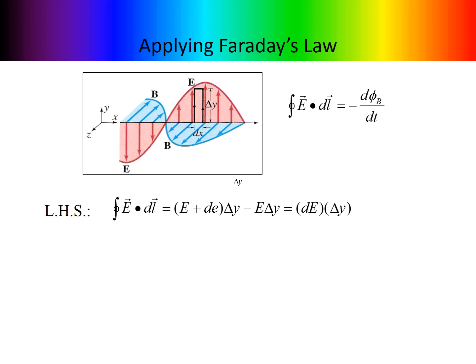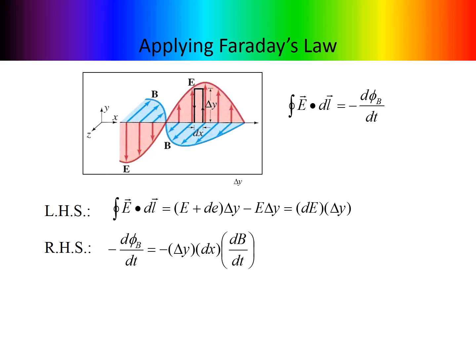We're going to say that we have electric field E on the left-hand side, and on the right-hand side we have that same value E plus some small value in addition to it because it's taller. We're going to call that small value dE, or just a very small change in electric field. So in this snapshot, the left-hand side becomes E plus dE times delta y, minus E delta y, and that simplifies to dE delta y. This is just by applying E dot dl to the integration path shown.